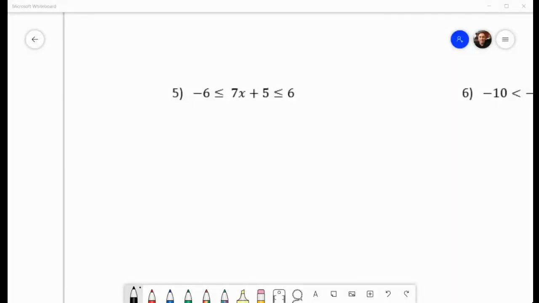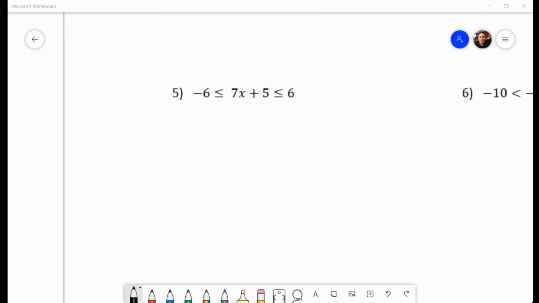Right? What we want to do is get x all alone in the middle. We want x to be all alone in the middle. So let's do that.